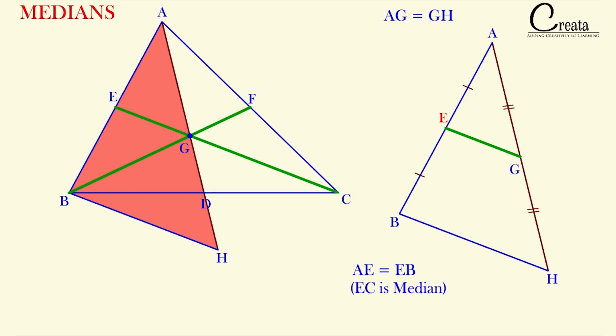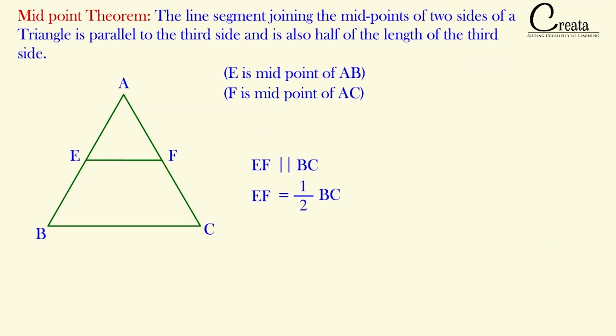Further, for this triangle, we got AE is equal to EB and AG is equal to GH. Are you able to correlate it with the figure of the midpoint theorem? The same we have covered in the quadrilateral portions. As per the midpoint theorem, the line segment joining the midpoint of two sides of a triangle is parallel to the third side and is also half of the length of the third side.